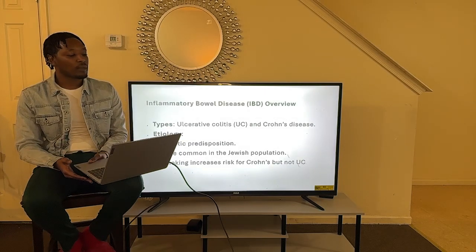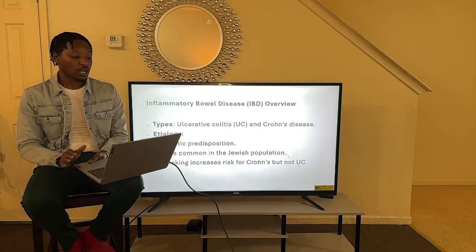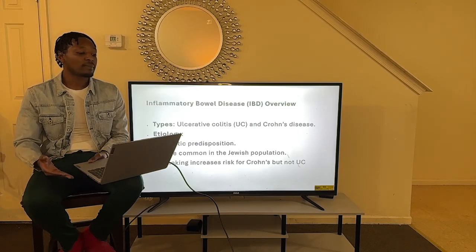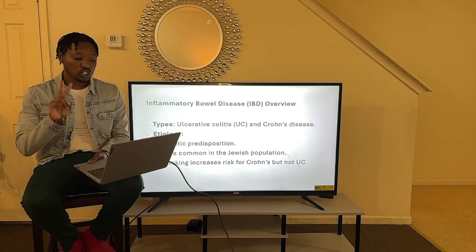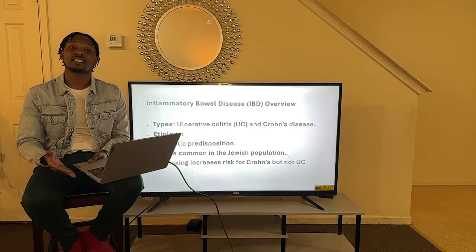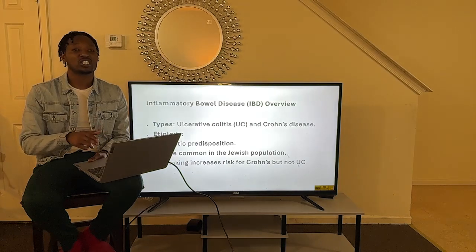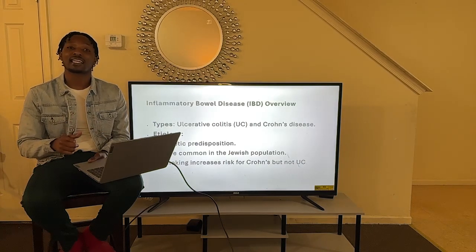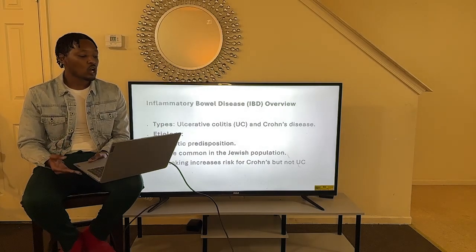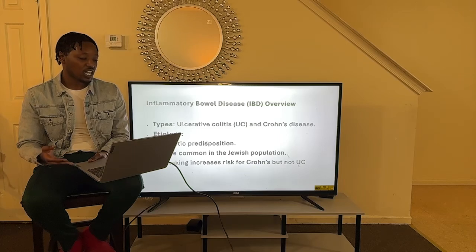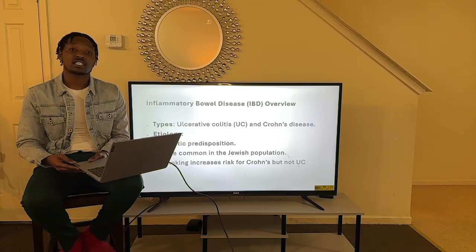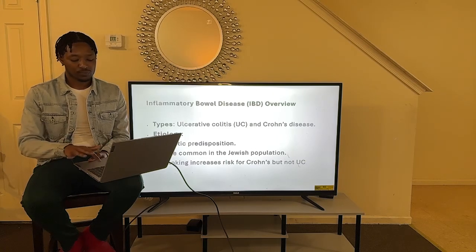Next, we have inflammatory bowel disease, which is different from irritable bowel syndrome. Inflammatory bowel disease includes ulcerative colitis, also known as UC, and Crohn's disease. Those are the two actual inflammatory bowel diseases, not syndromes. The syndromes were the diarrhea and the constipation, while the diseases are ulcerative colitis and Crohn's disease. These are genetic predispositions and more common amongst the Jewish population. Smoking increases the risk for Crohn's disease, but not for ulcerative colitis.